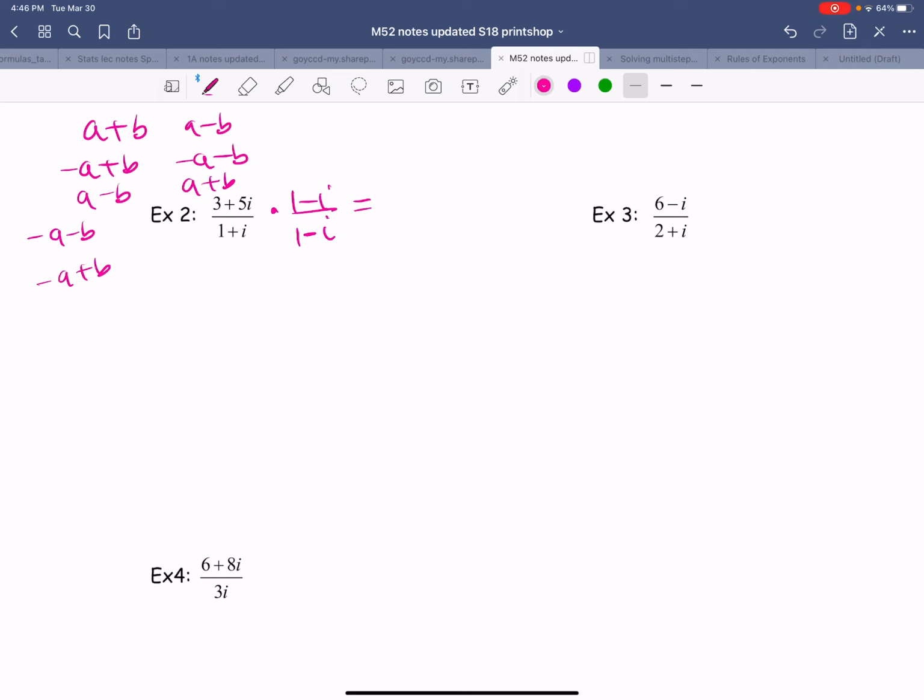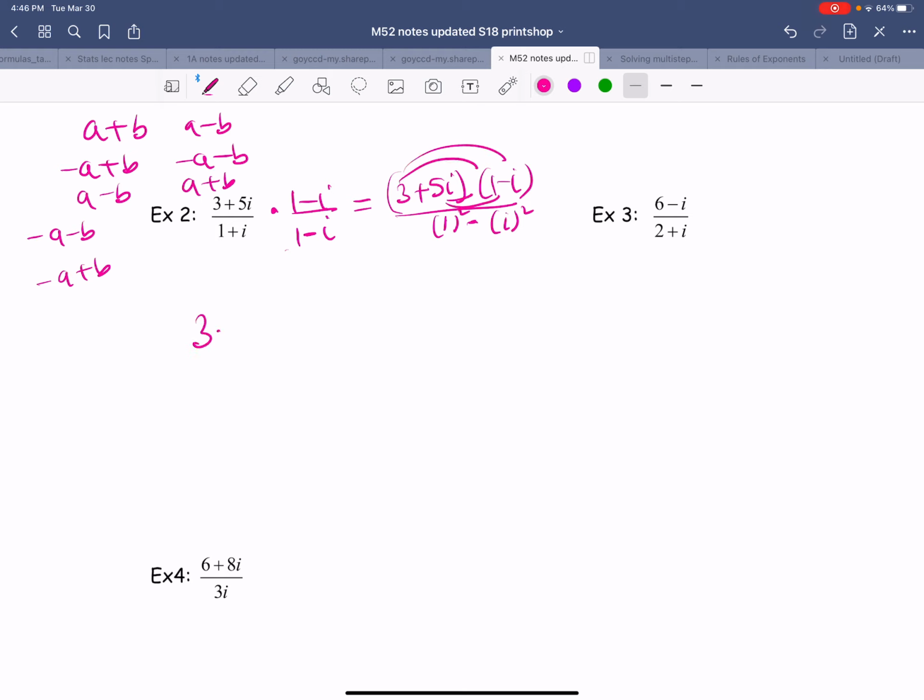So here we are. In the numerator, I'm going to have to FOIL 3 plus 5i times 1 minus i. In the denominator, I can use the difference of squares because a plus b times a minus b is equal to a squared minus b squared. So here I'm going to have 1 squared minus i squared. Okay. Now I'm going to try to get rid of these. Let's see. All right, so go ahead and FOIL in the numerator.